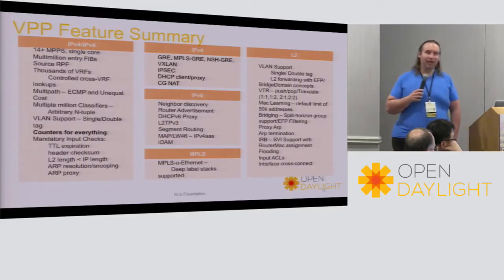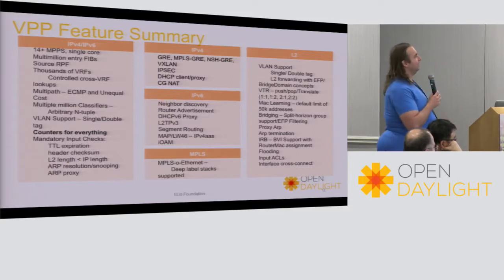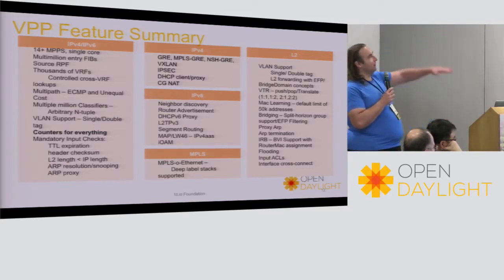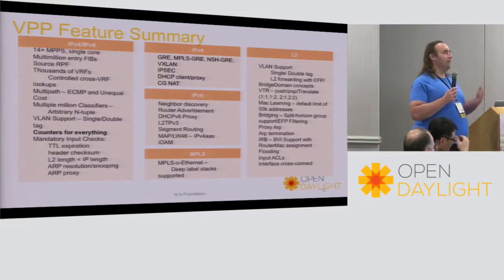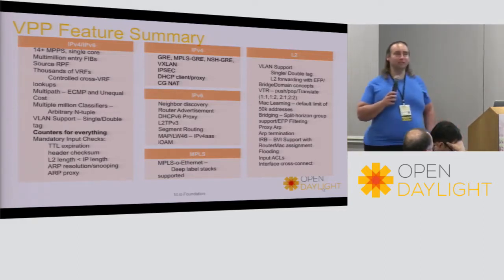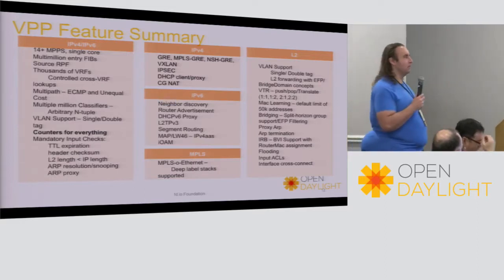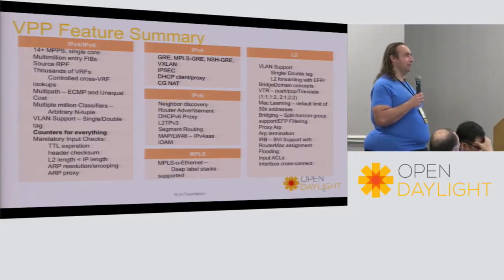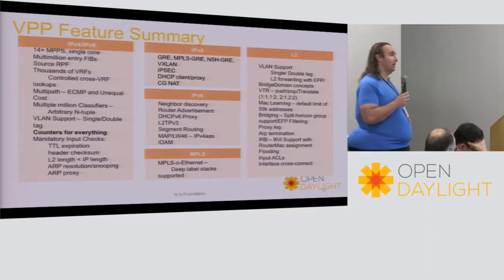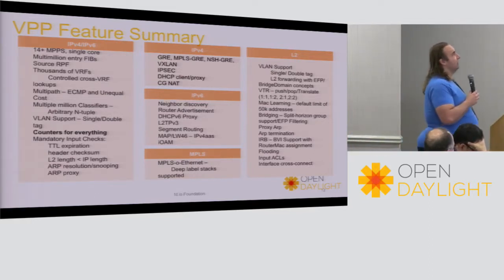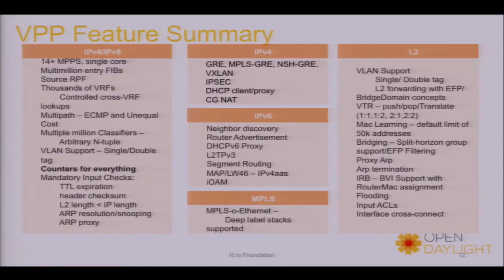And just to give you some idea of how many more features, and this is actually a partial list, this is a summary of VPP features. We've got millions of FIB entries, thousands of VRFs, multipath, both ECMP and unequal cost. We can do multiple millions of classifiers, fairly deep into the packet, and they're arbitrary classifiers. You've got counters for everything that is exposed operationally, that you'd want to expose via the models. You've got all the standard sorts of tunnel types. We've got support for segment routing.